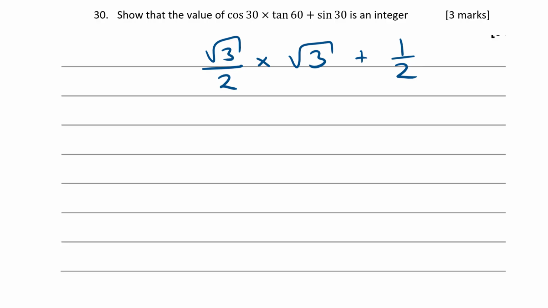So I need to show that it's an integer. Well, that's not very hard. Root 3 times root 3 is 3, isn't it? So that's 3 over 2 plus a half. And what's 3 over 2 plus a half? That's 4 over 2, which is the same thing as 2. So it was super easy once I knew what those values were to start with.